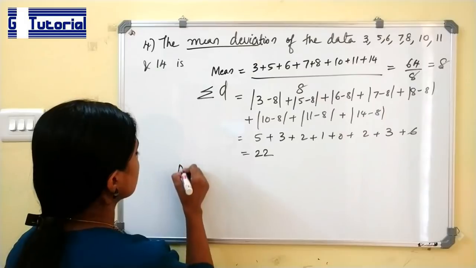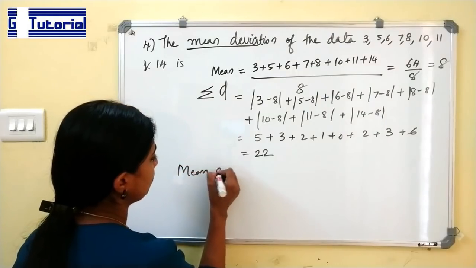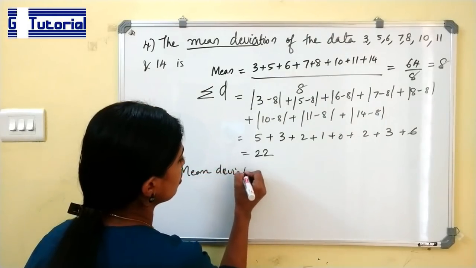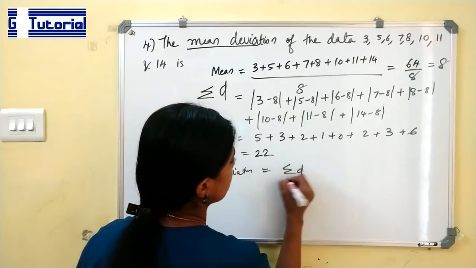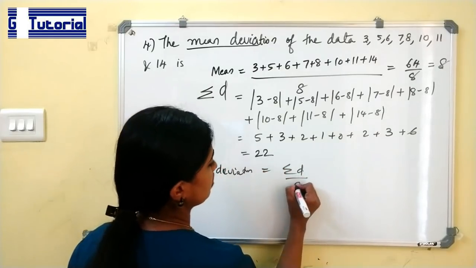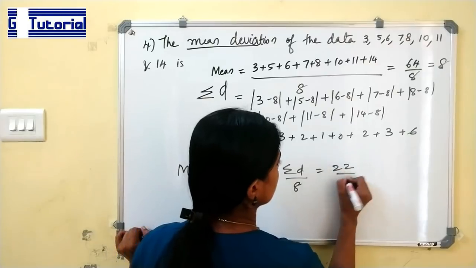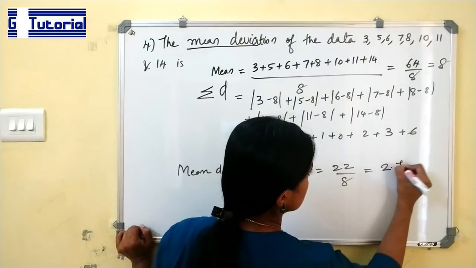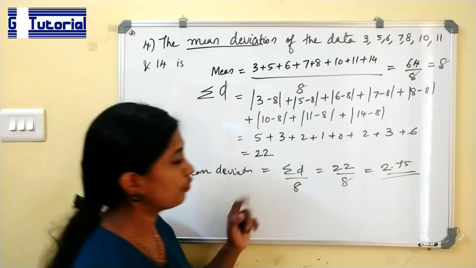So, next is mean deviation. Mean deviation is equal to sigma d, summation of the deviation by number of observations, which is 8. That is 22 by 8, which is equal to 2.75. This is the mean deviation of these values.